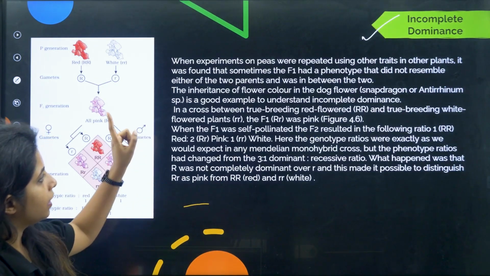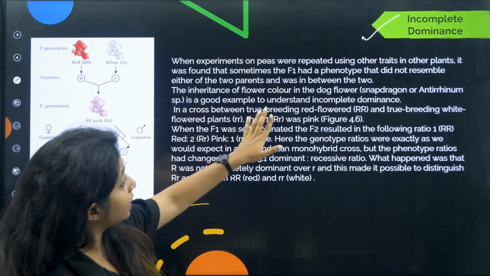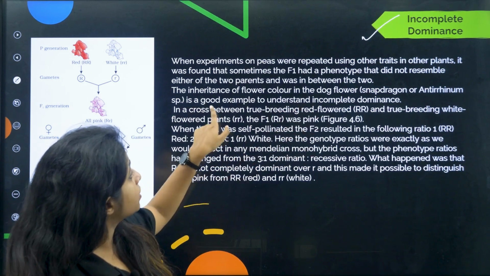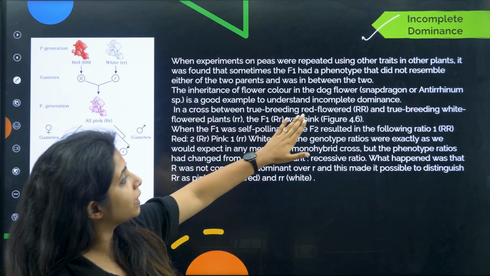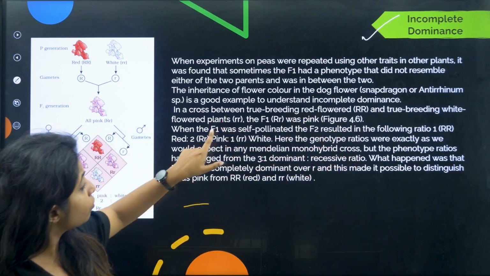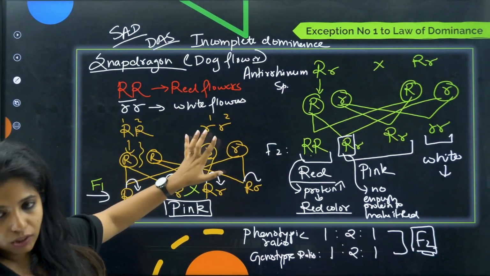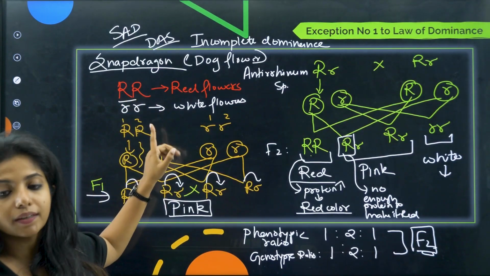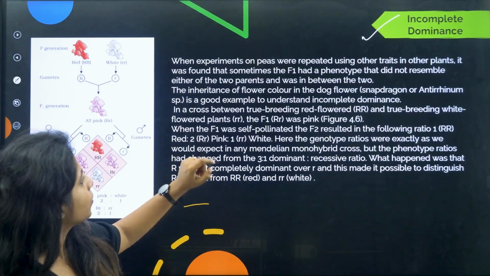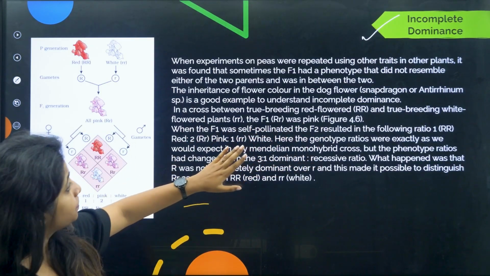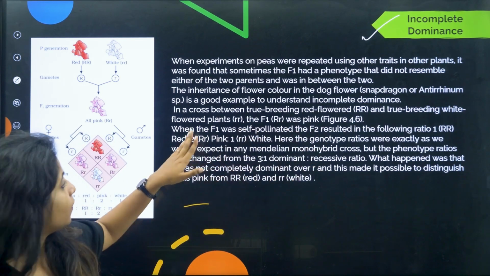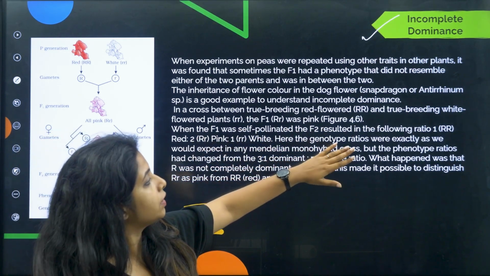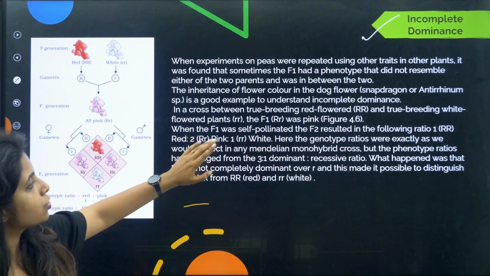Cool. Now, let's see. The inheritance of the flower color in dog flower is a good example to understand incomplete dominance in a cross between true breeding red flowered and true breeding white flowered plants. True breeding, as you know, is the homozygous condition, right? Now, it was found that F1, capital R, small r, are pink in color. Now, when F1 was self-pollinated, the F2 resulted in the following ratio, 1:2:1.